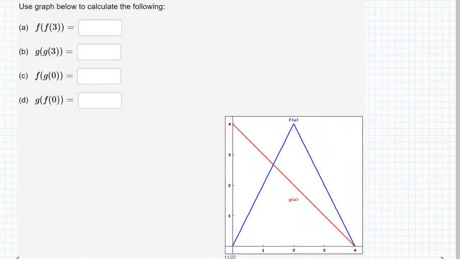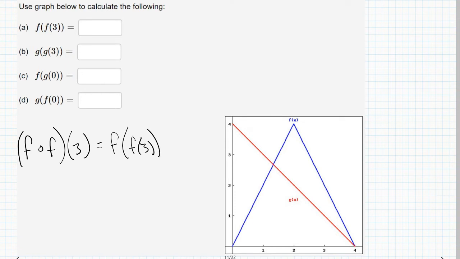Okay, moving forward then. Let's start to get into some other stuff that might be a little bit trickier. Use the graph below to calculate the following. We have f composed with f of 3. Another way you might see this written, just an FYI, I just want you all to be sure, is just how you see it right there. So if you see a little open circle, that's telling you composition of functions. So how do we go about doing this? Well, first we need to find f of 3. So the f graph is the blue graph.